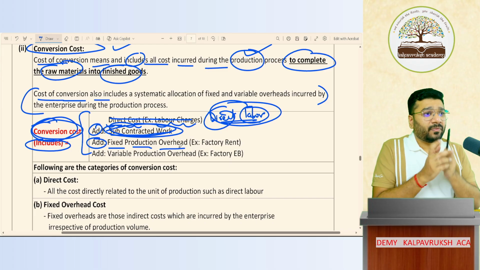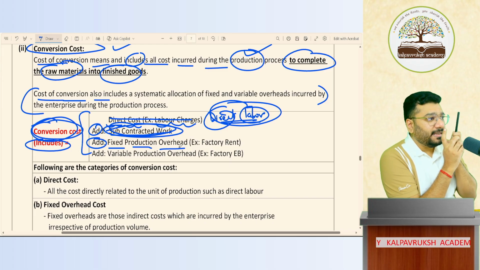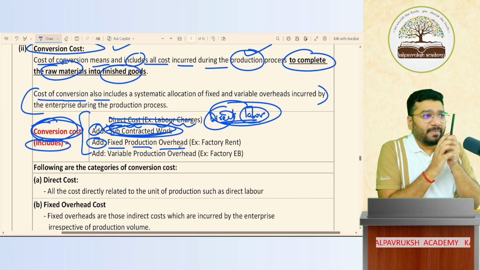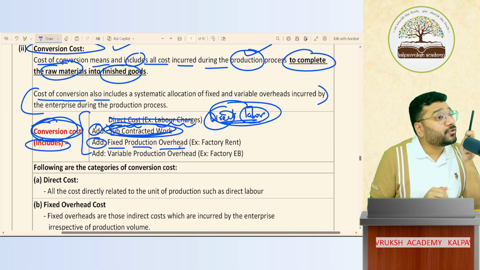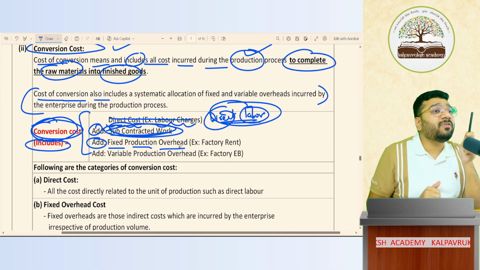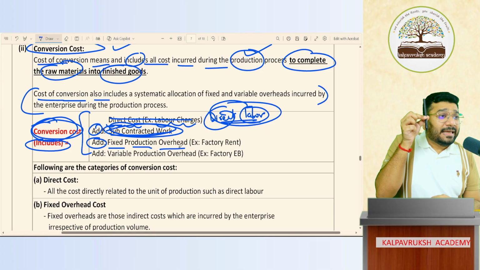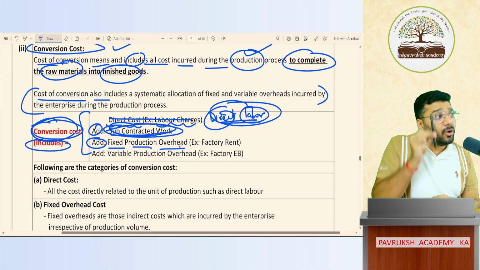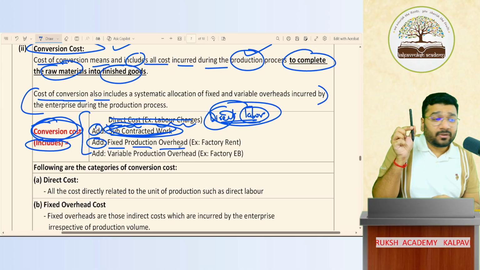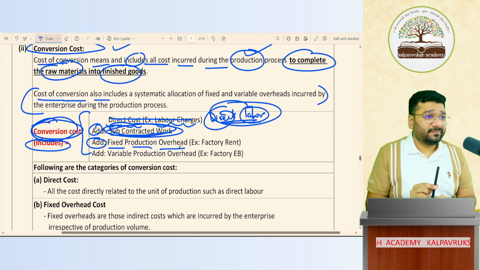Tell me one thing. I have a question to all of you. When you manufacture this pen, you have to know the cost of the pen. Why should you know the cost of the pen? If you're manufacturing one product, is it important for me to calculate the correct cost? Is it important or not? Very important. Why?